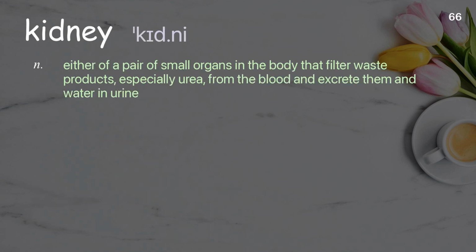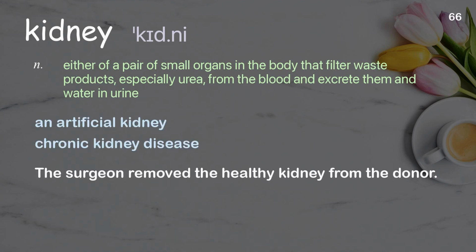Kidney. Either of a pair of small organs in the body that filter waste products, especially urea, from the blood and excrete them, and water, in urine. Examples: An artificial kidney, chronic kidney disease. The surgeon removed the healthy kidney from the donor.